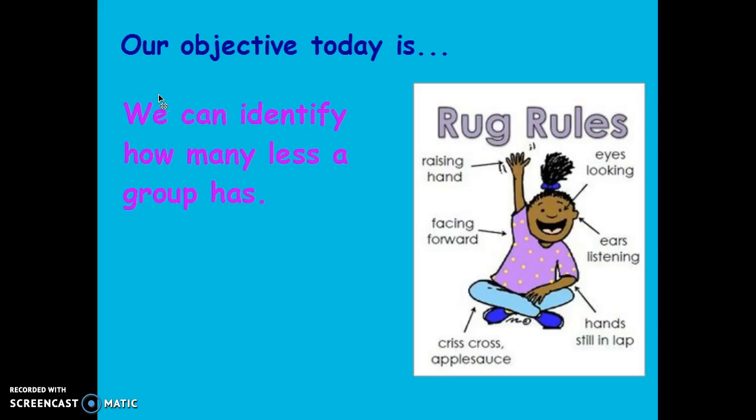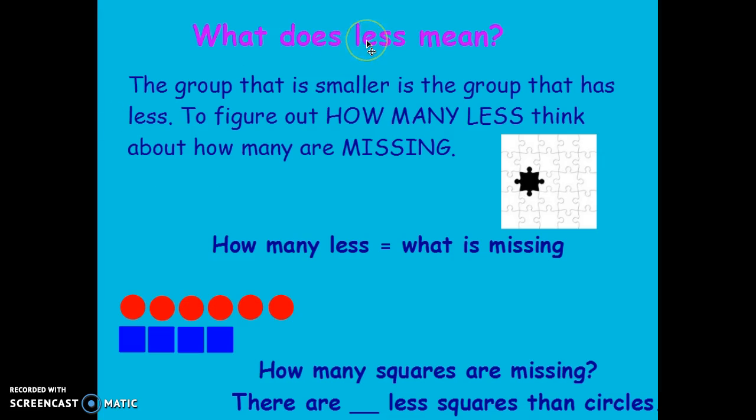Today we'll be practicing how we can identify how many less a group has. What does less mean? The group that is smaller is the group that has less. To figure out how many less, think about how many are missing. Let's say that again. To figure out how many less, think about how many are missing.